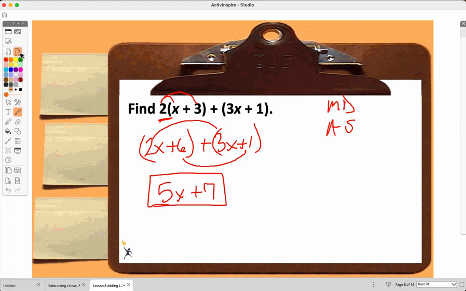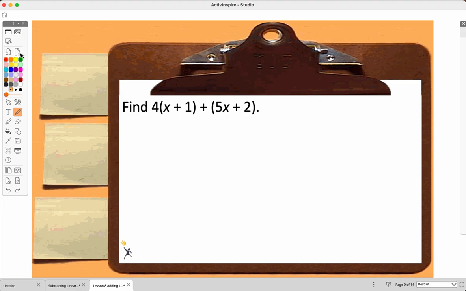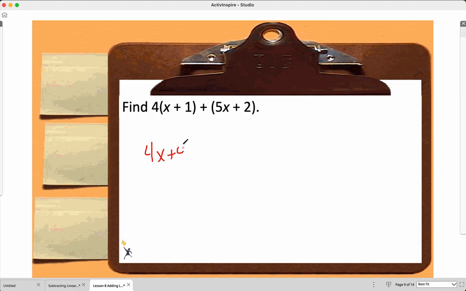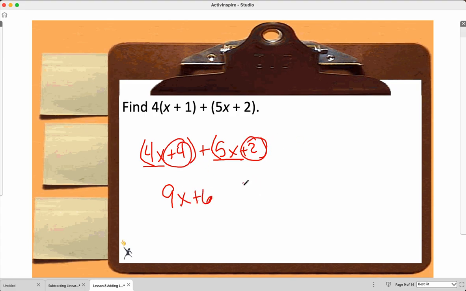All right, it's your turn to give one a try. Pause the video and see what you come up with. All right, so the first thing you did was distribute to get 4x plus 4 plus 5x plus 2. And now you're going to add your like terms, 9x plus 6. And the reason it's positive 6 is because we have two positive numbers.